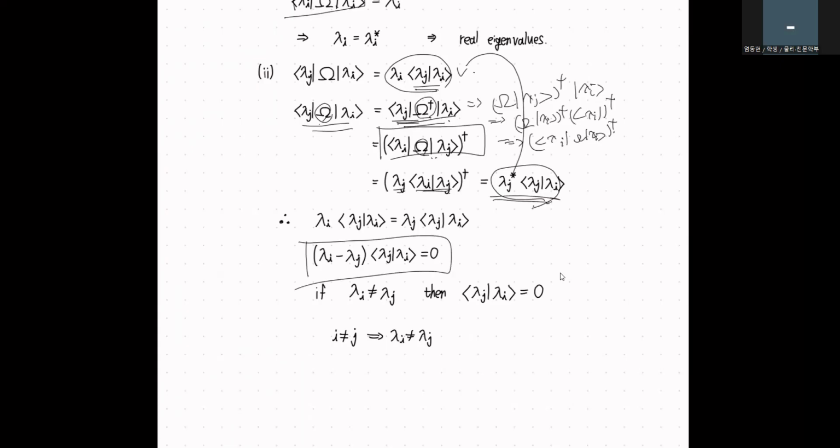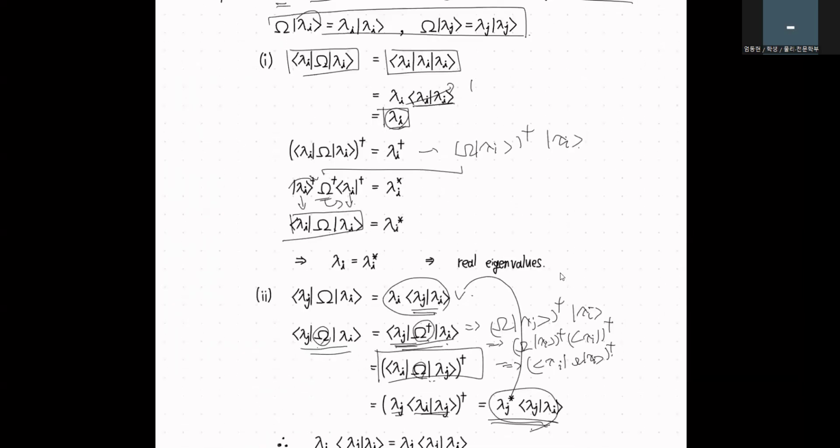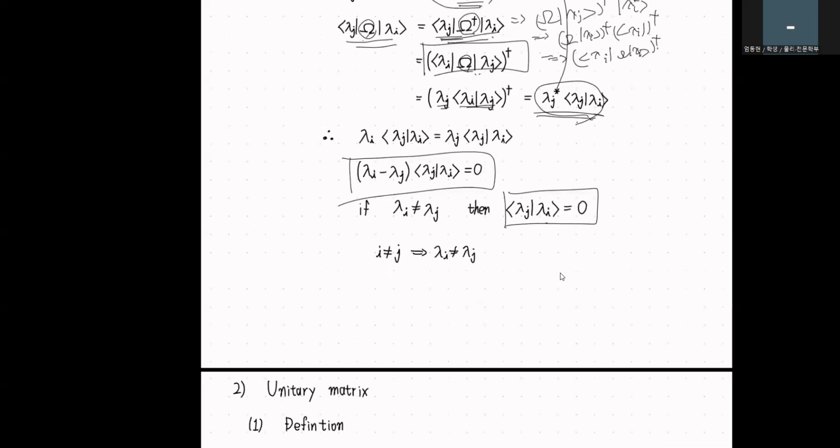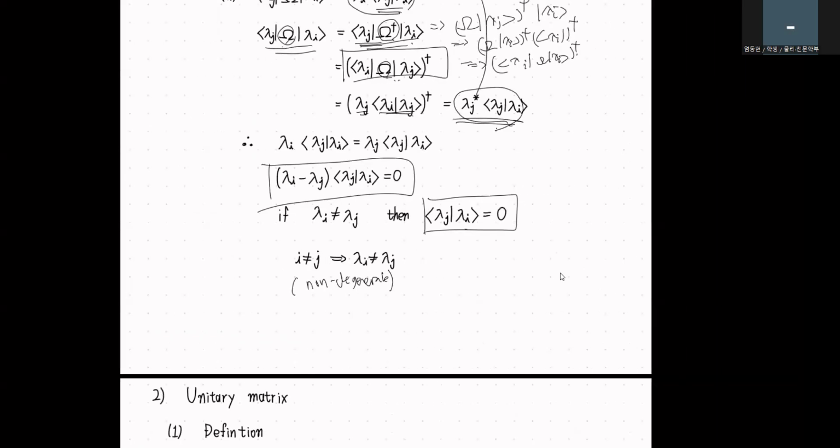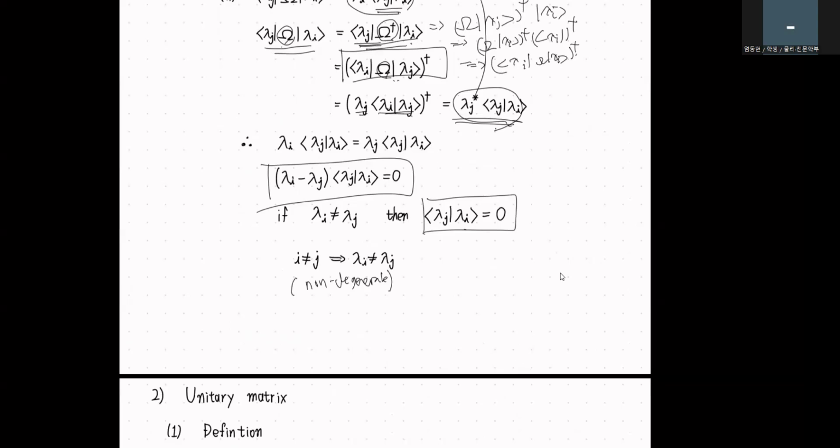Now, if lambda i and lambda j are not equal, then we get this result. This needs to be 0, which means that since we've assumed lambda i and lambda j are different for different i's and j's, basically they all have different eigenvalues, which in fancy jargon means we've assumed they're non-degenerate, then the inner product must be equal to 0. So they form orthogonal vectors.